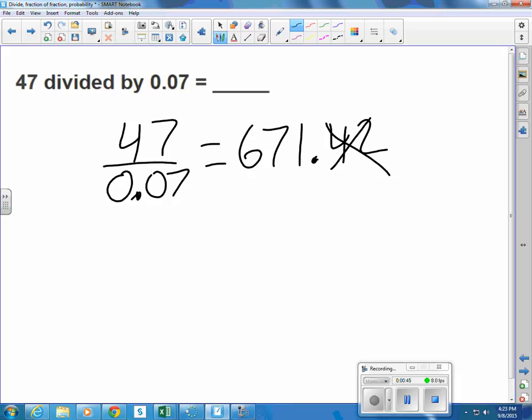And you're thinking, well, why is that a hard problem? Well, usually you think of dividing as getting smaller. But if you divide by something small, you actually get a larger number. So go ahead and trust your calculator. Another way to look at this would be how many groups of 7 cents are in $47? Quite a few.